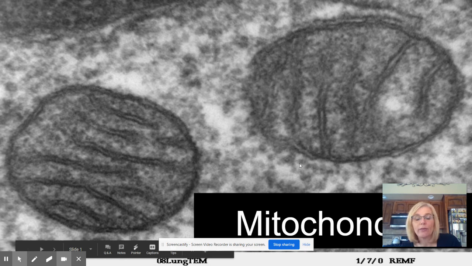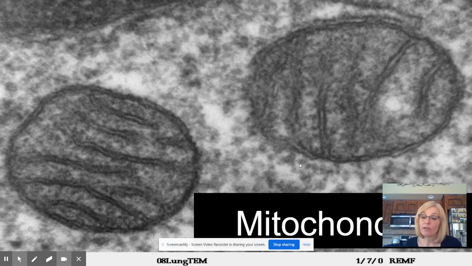Let's talk mitochondria. Now, remember, mitochondria are a little special. We believe that they developed through the idea of endosymbiosis. That means that they were engulfed by a larger cell, and then that cell and the smaller cell created a symbiotic relationship. So the mitochondria were allowed to live inside of that cell.